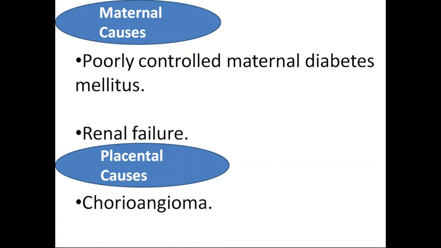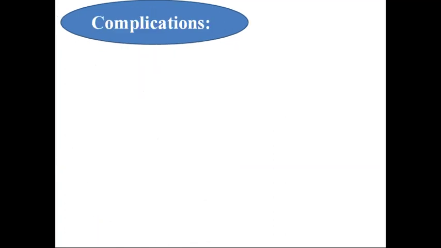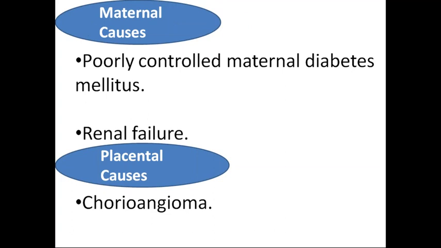Placental causes include a rare tumor called chorioangioma. Excuse me, doctor, why does renal failure cause it? Also because of urea. There is an increased level of urea that can also cross the placenta and cause a shift of fluid, the same as glucose. Okay.